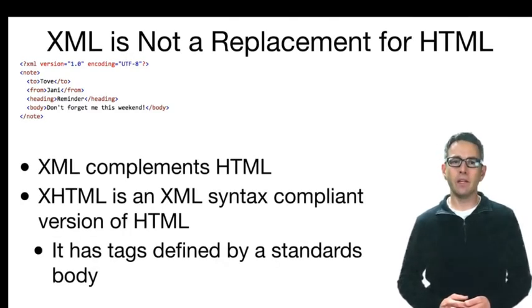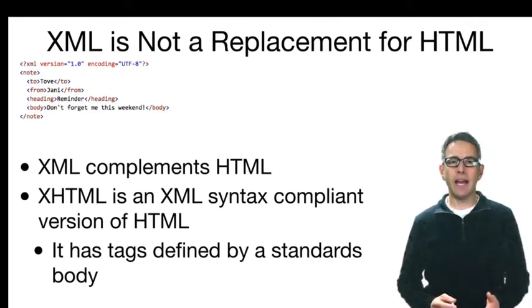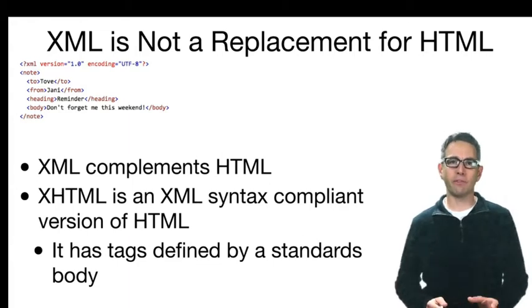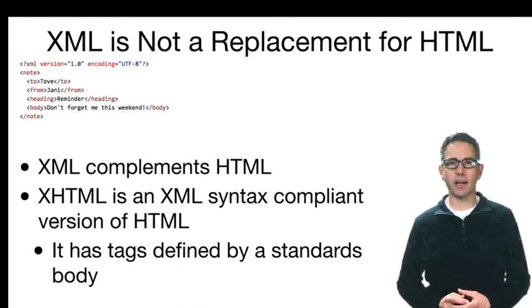So it's important to point out that XML is not a replacement for HTML. XML is a more general version of HTML. And in that way, XML complements HTML. XML clarifies a more formal standard for HTML. If you have an HTML document and all of the tags are properly nested and opened and closed, meaning that the HTML tags are XML syntax compliant, then that document is probably also XHTML, or one of those rare documents that's both valid XML and valid HTML. That means that the document only has tags that are defined by the HTML standards body, or W3C.